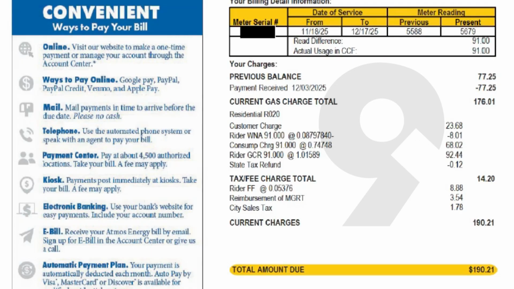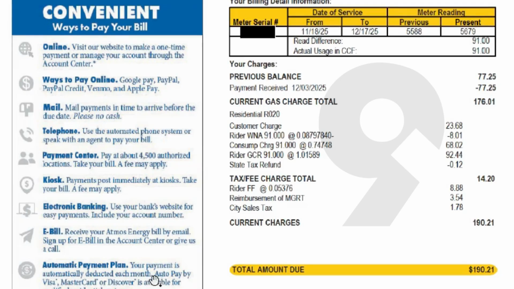And of course, the rider, GCR, gas cost recovery. Now we hit the biggest driver of the bill, rider GCR. So if I look at my 91 CCFs, it's multiplied times 1.01589. This is critical to understand. Gas cost recovery means Atmos buys natural gas on the wholesale market. Whatever they pay is passed directly to the consumers. No markup, no profit. So utilities are not allowed to profit on gas itself. When natural gas prices rise due to weather, global supply, or geopolitics, this line item moves. This is why energy inflation feels immediate.